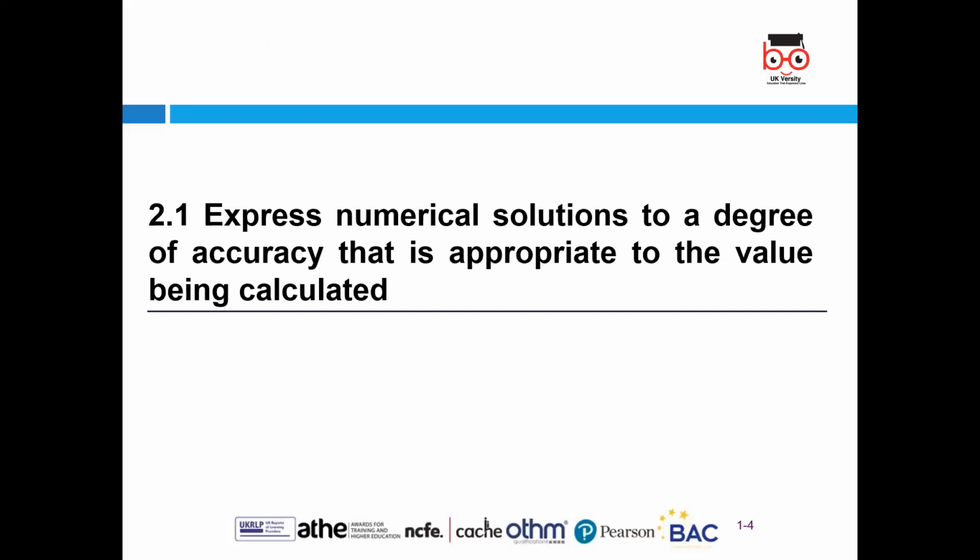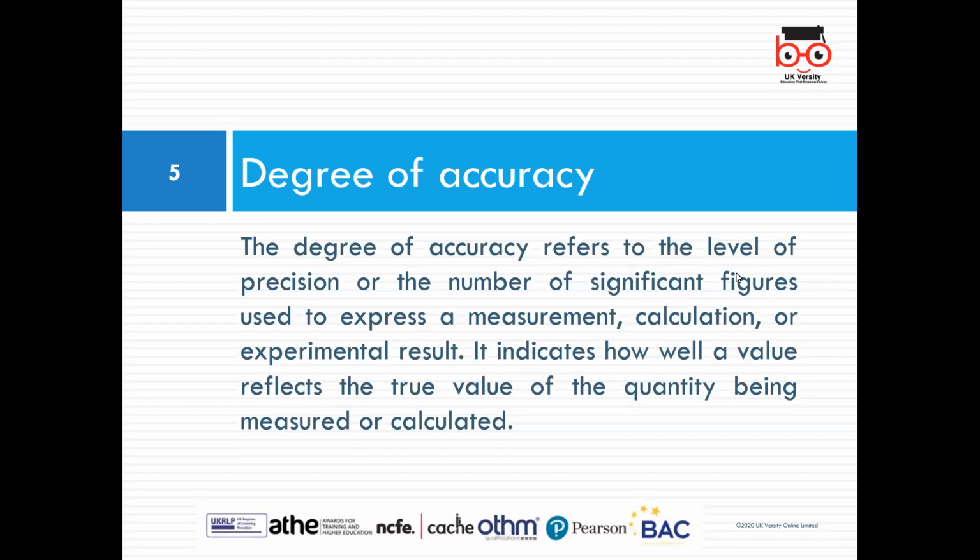So, let's move on to the first one, which is to express numerical solutions to a degree of accuracy that is appropriate to the value being calculated. Let's first of all look into the definition of accuracy. The degree of accuracy refers to the level of precision or number of significant figures that is used to express a measurement, calculation, or experimental result.